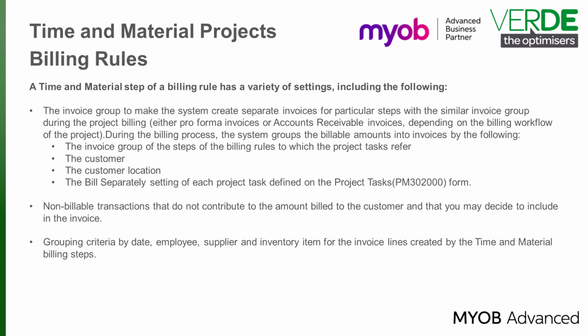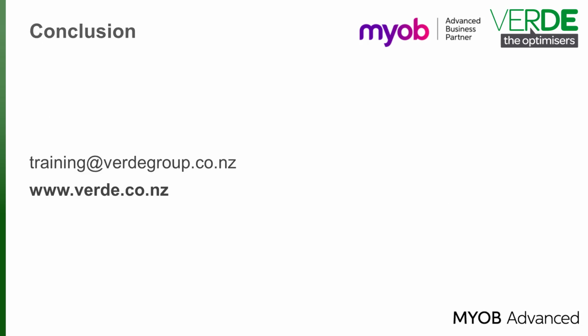Non-billable transactions that do not contribute to the amount billed to the customer and that you may decide to include on the invoice. Grouping criteria by date, employee, supplier, and inventory item for the invoice lines created by the time and material billing steps. In the next video, we'll take a look at transaction-based billing.